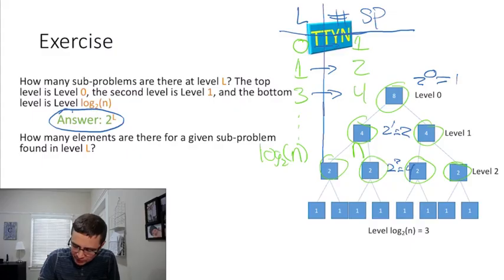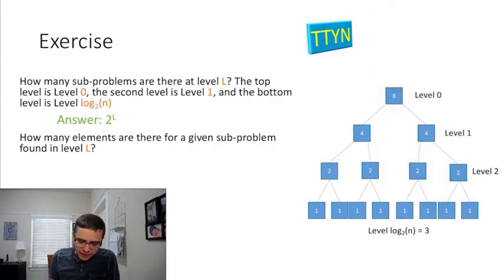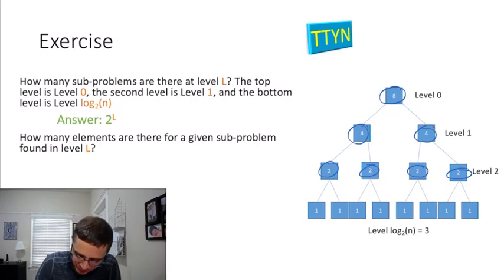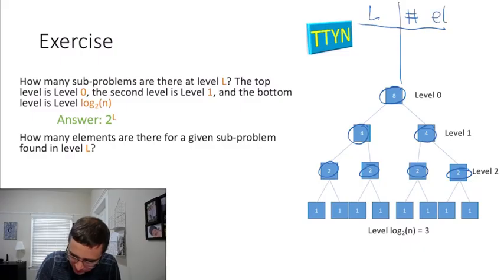Alright, so your next question here is, how many elements are there for a given subproblem found in a given level L? So for example, we're going to build another table. Here we had all n elements. Here we have 4 elements. Here we have 2 elements for all those subproblems. So we can build another table and we can say, given L, what's our number of elements?